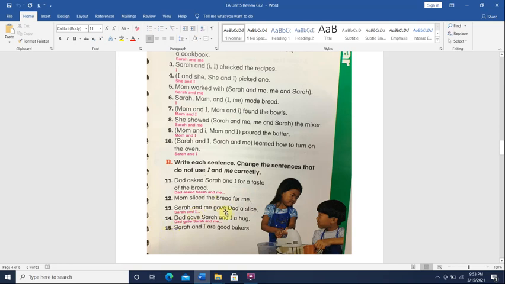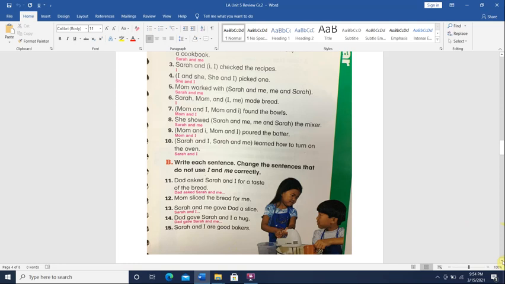Sarah and me gave, no. Sarah and I gave Dad a slice. Okay, Sarah and I, because it's before the verb. If it's after the verb, it can be me. Number 14, Dad gave Sarah and I a hug. No, Dad gave Sarah and me, because gave is the verb, and you come after it, with me. Sarah and I are good bakers. Yes, it's correct. We won't change anything here.